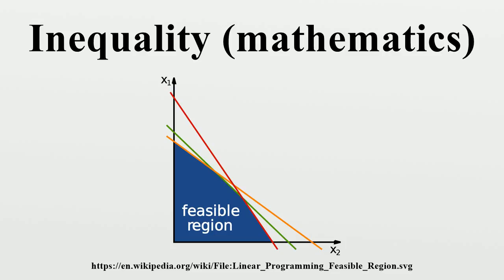Converse. The relations ≤ and ≥ are each other's converse. For any real numbers a and b, if a ≤ b, then b ≥ a. If a < b, then b > a.